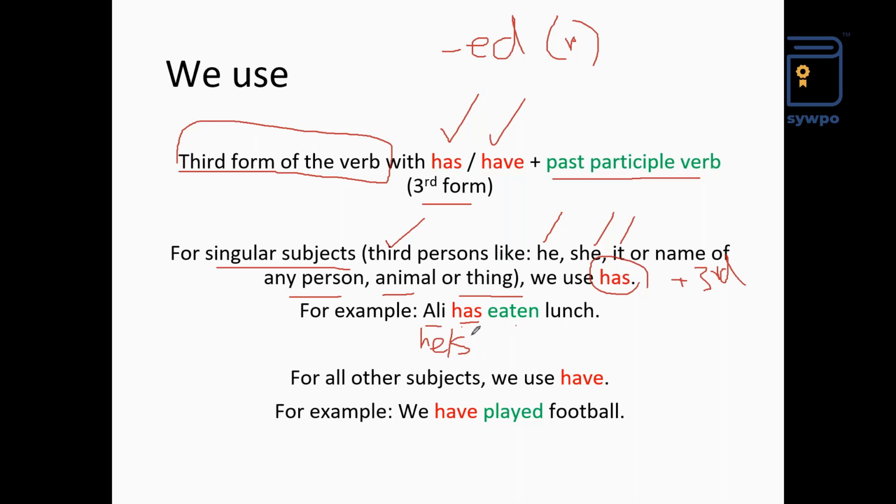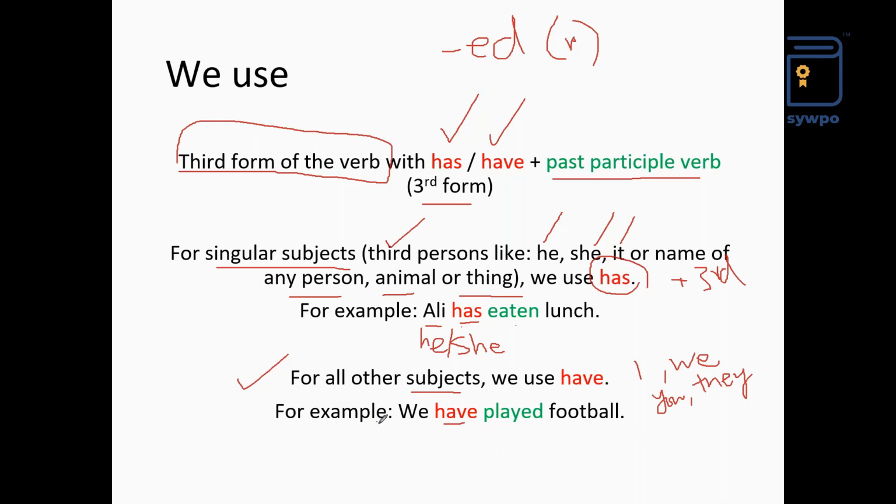If I write she, we still have to say she has eaten, something like that. Now, if you look at this example here, if the subjects are other subjects like I, we, you, and they, and if you have more than one person's name or one animal's name, then you have to use have after them.